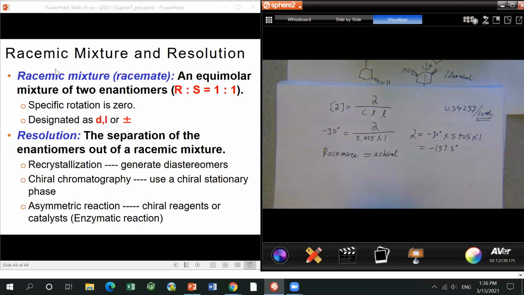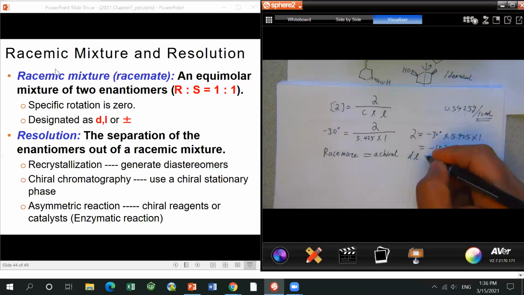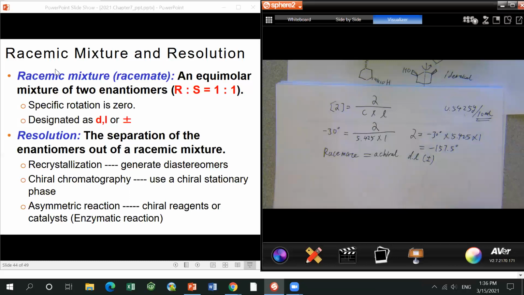For a racemic mixture, you normally label it as DL, or plus minus, together. That's how you label a racemic mixture. Its rotation value is zero, because you have two enantiomers together, R and S, 1-to-1. But for some important chemicals, like medicinal drugs or some agricultural products, it has to be the chiral one.